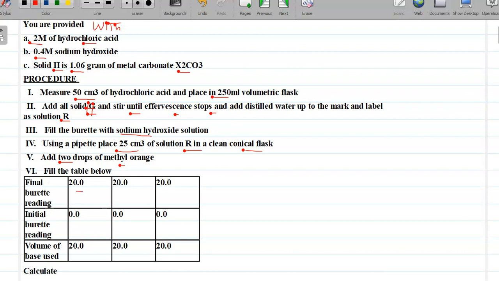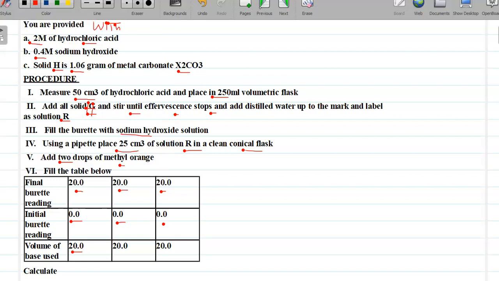Final burette reading: 20, 20, 20. Initial burette reading: 0.0, 0.0. Final volume used, you subtract the final minus the initial. So we have 0 here. 0 is non-significant, it's not bringing any change. You'll get 20, 20, 20.